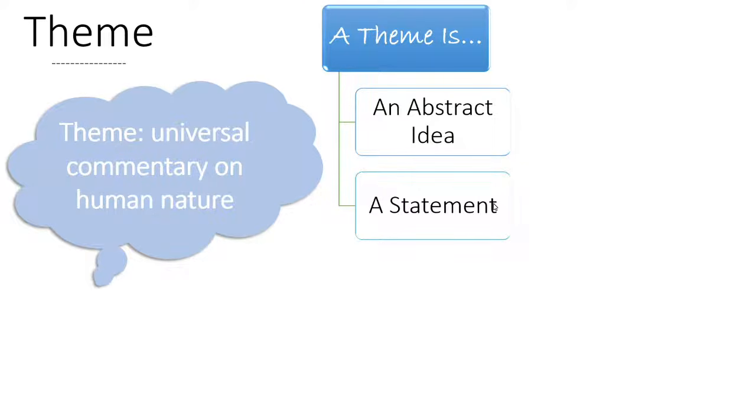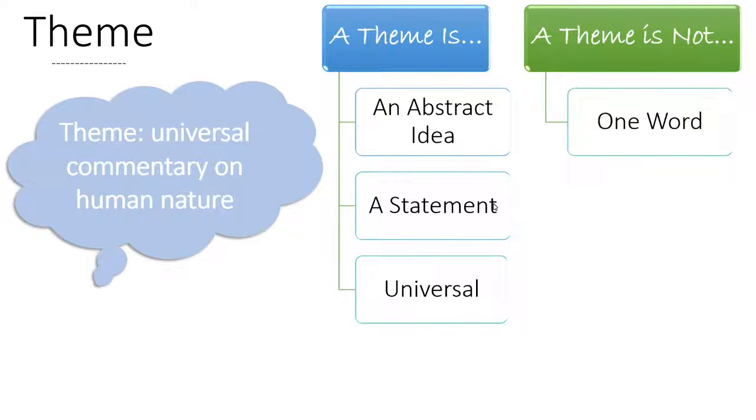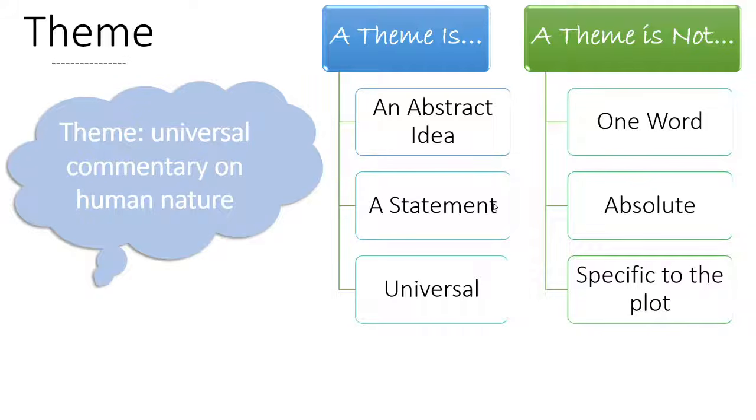It's a statement, and a theme is universal, which means that theme can be applied to multiple situations, not just one situation. A theme is not one word, so examples of theme can't be love or power or greed. It has to be a statement. A theme is also not absolute, which means that you shouldn't use words such as always or must in your theme statement. And a theme is not specific to the plot, so you won't include any specific details in your theme statement, such as the names of characters in a book or the name of a setting.